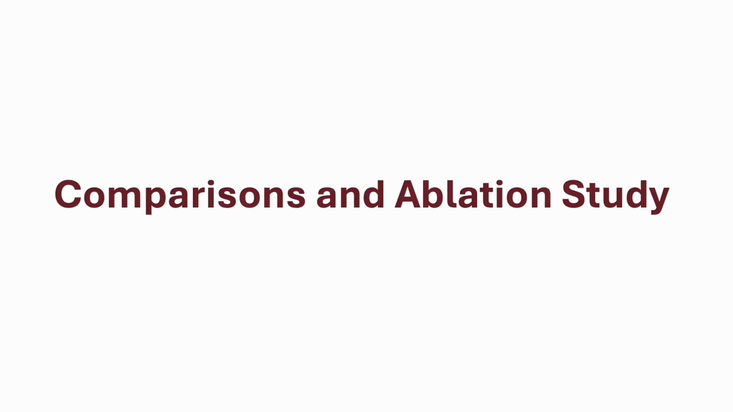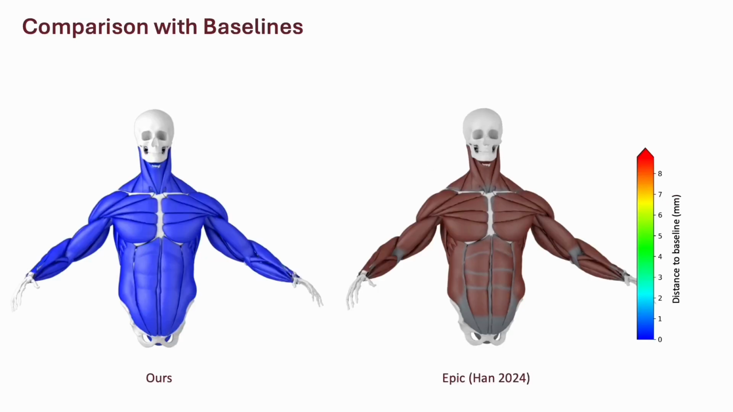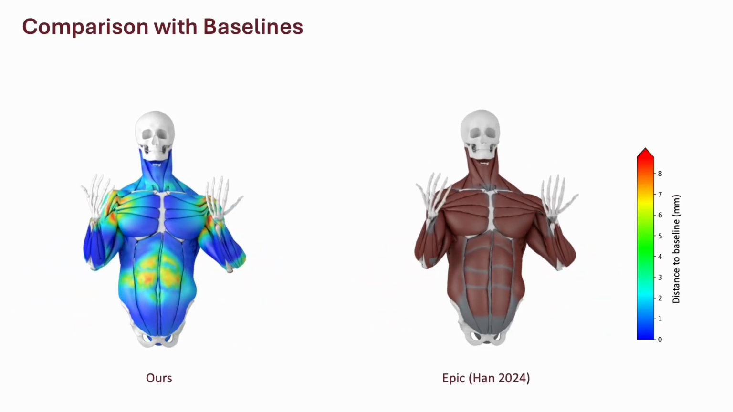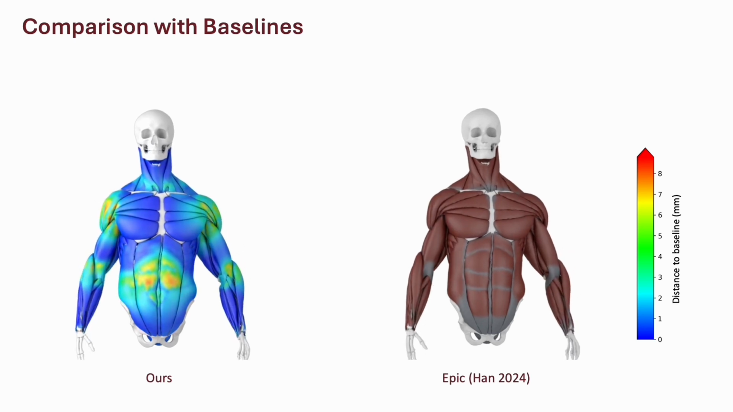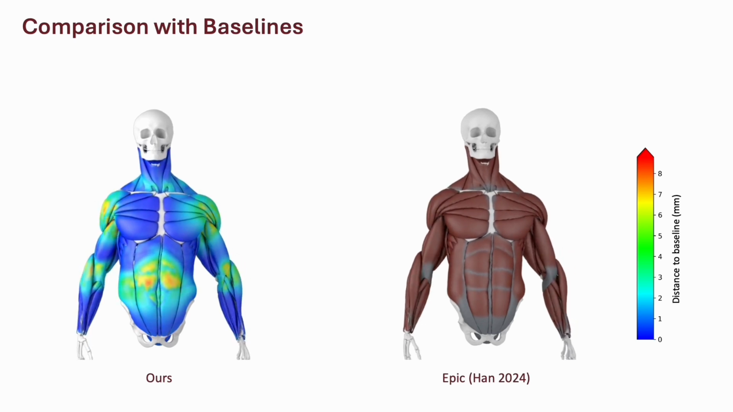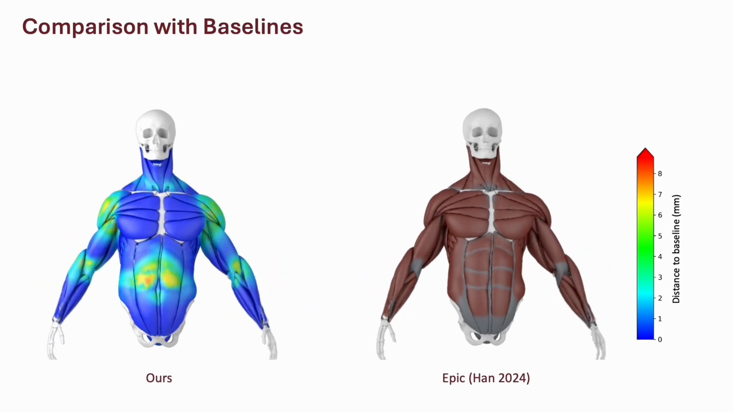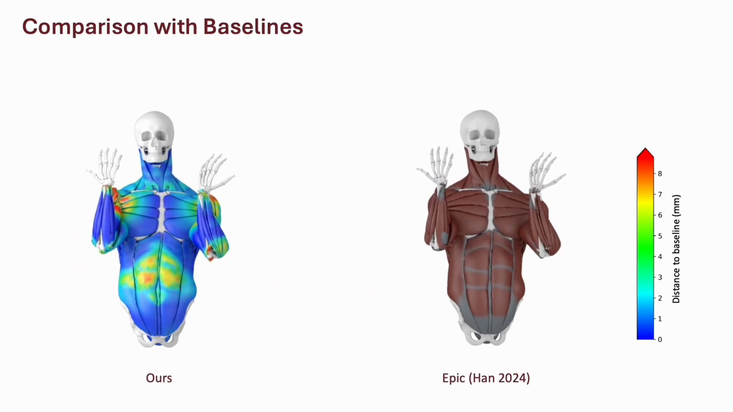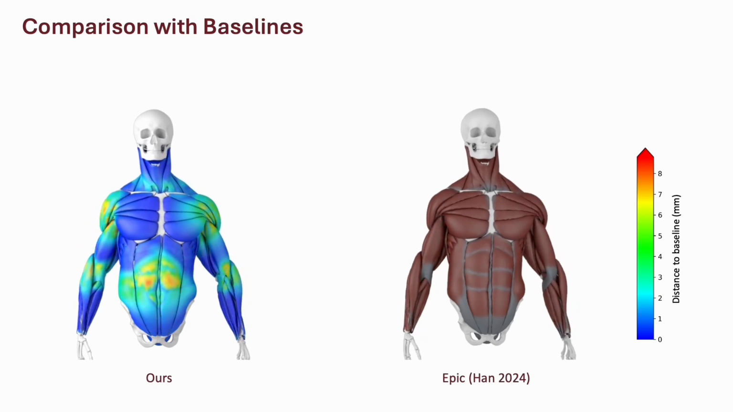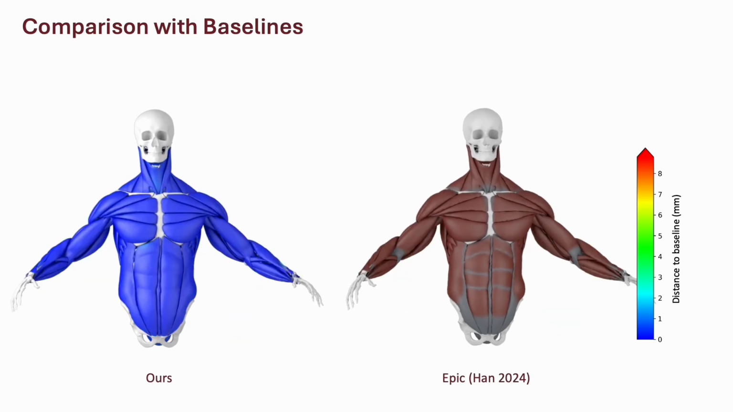We now evaluate the system against production and neural baselines and ablate each component. First, against Epic Games' neural musculoskeletal model by Han and colleagues. Our surface is colored by distance to their reference, and the deviation stays small over most of the torso. The essential difference is provenance. They recover activations from a static solve, ours from forward dynamics.